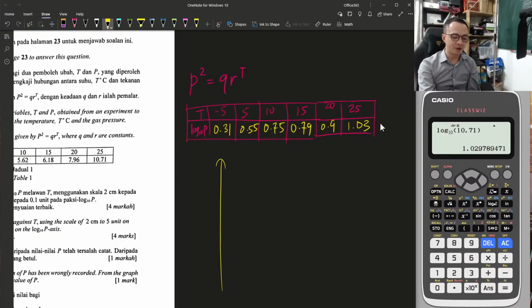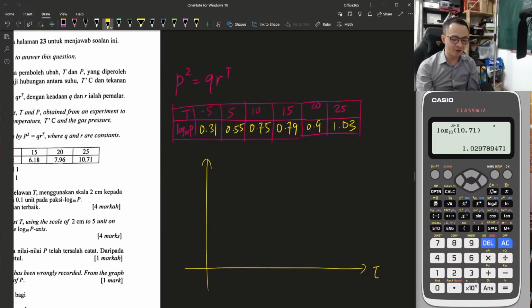Alright, then we need to follow the scale given here. They say for t, 2 centimeters for 5 units. So we have something like, let's say every 2 centimeters is 5, 10, 15, 20, 25.